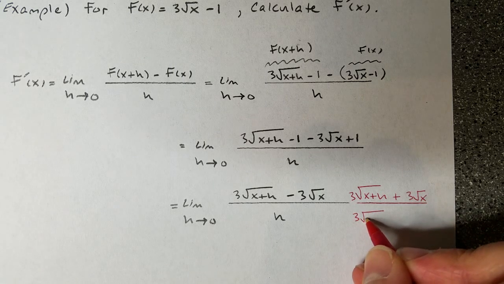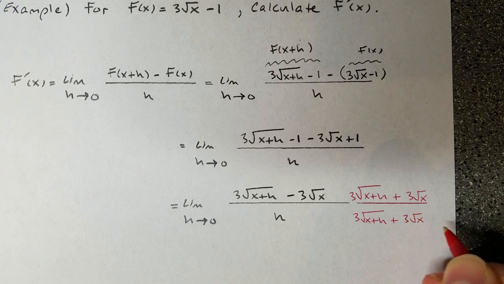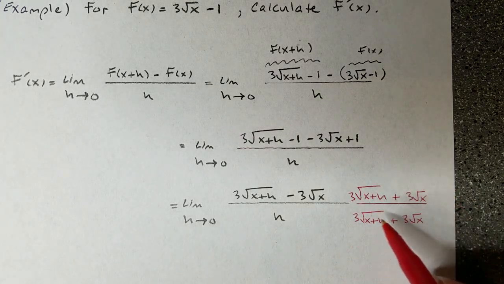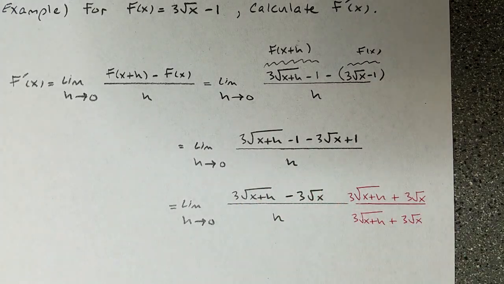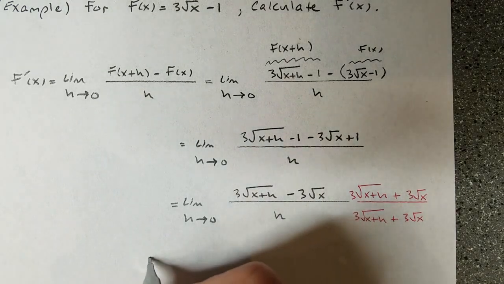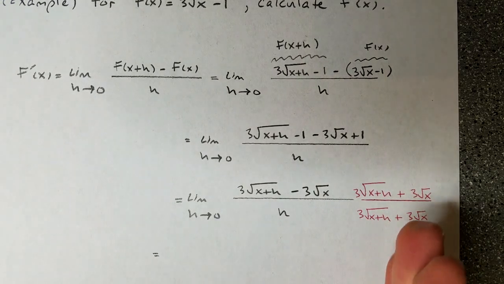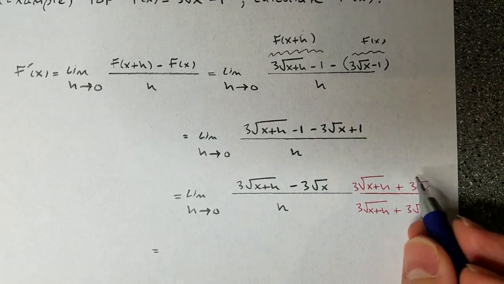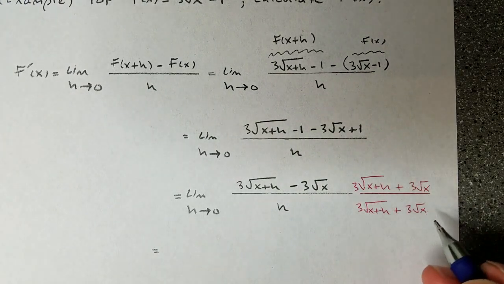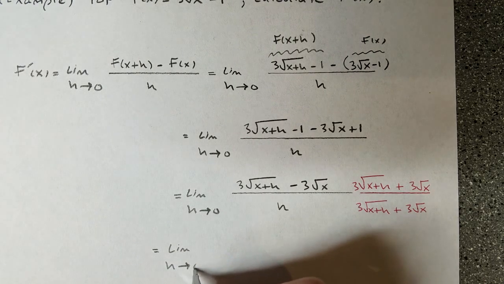And down here, same thing. 3 root x plus h, 3 root x. I'm multiplying by 1, but I'm doing that in a way that allows me to simplify this component of the expression with the square root. Okay, so yes, that's the trick. Now, we've seen that before. In fact, I showed you that before just so that when we got to this, we know how to handle it. But yes, that part, this or something like it, we've seen before.